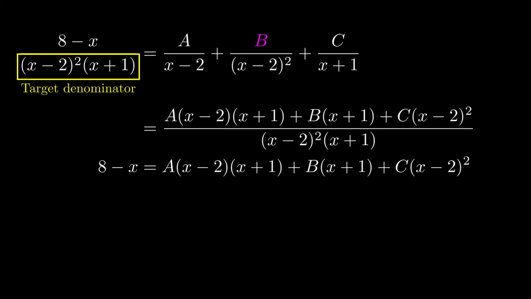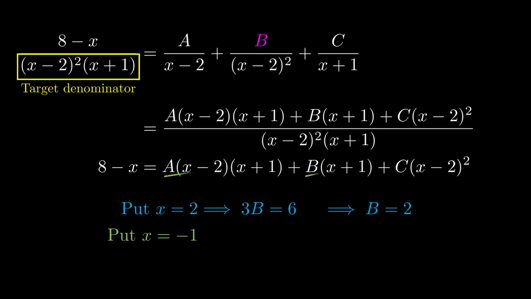And so we solve for those a's and b's and c's. We put in x equals 2. That's going to kill those ones. So we get on the right 3b equals on the left 6. So that means b is 2. We can put x equals negative 1. That kills those two. So on the right we have negative 1 minus 2, which is negative 3. Square it, you get 9. So 9c equals on the left just 9. Then we get c equals 1.